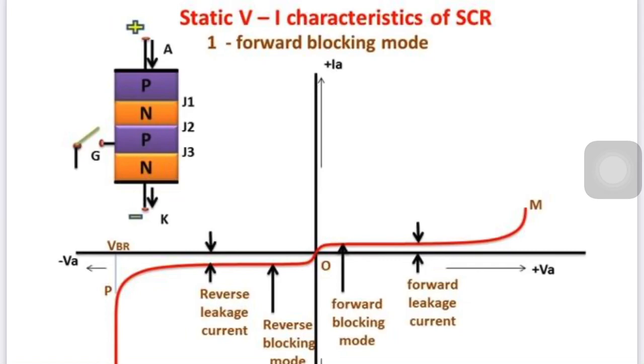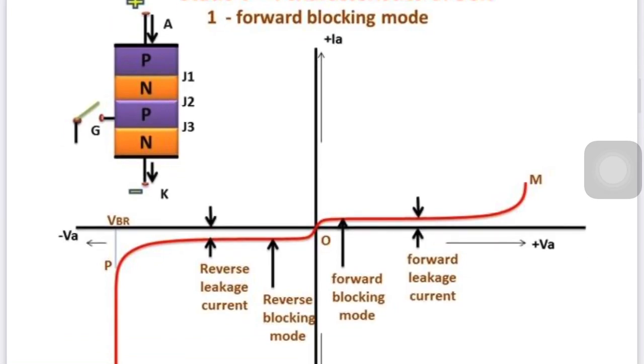So only if we break the J2 layer, it will try to turn on. But we are trying to understand the blocking state. Blocking state means the SCR is still not on. We are proceeding toward it, but the SCR is not turned on. J2 is in reverse bias, and some leakage current flows because of the barrier potential. See over here, there is some amount of current, it is not exactly 0, and that is called the forward leakage current, up to some point.